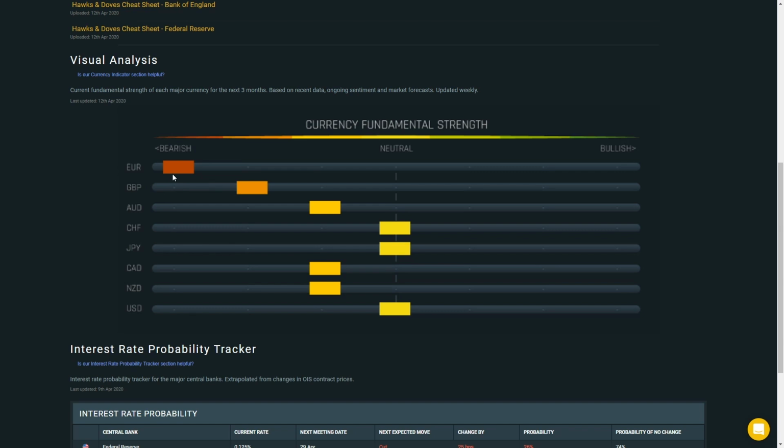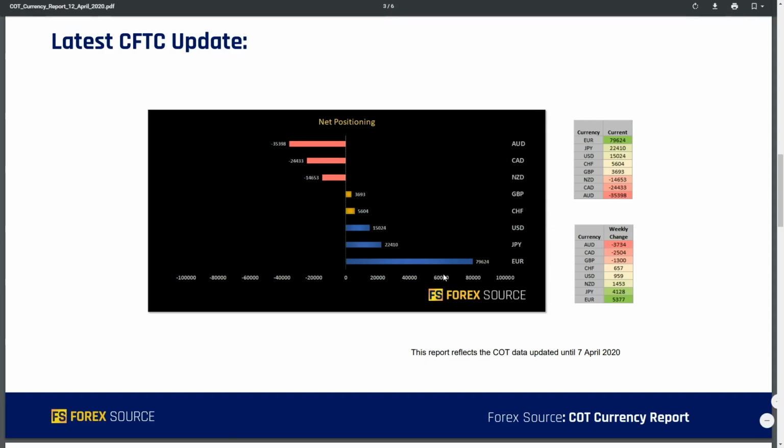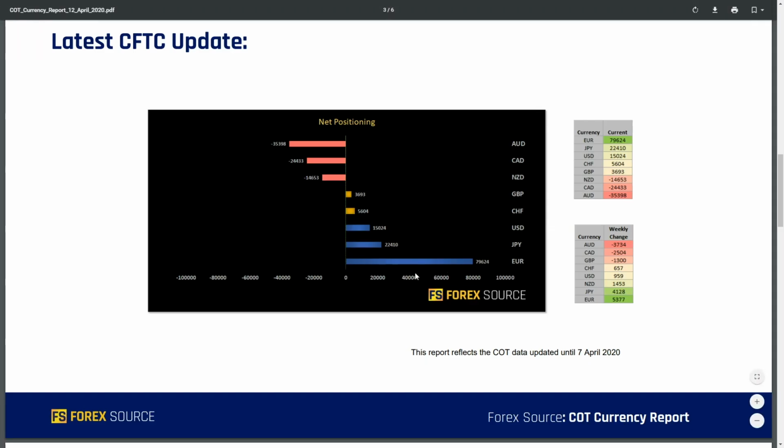And with the net long position being so big, there is lots of room to the downside for the euro. So looking at the COT data, we would interpret this as the market being incorrectly priced right now for the euro, being way too bullish in terms of positioning with regards to the current bias.